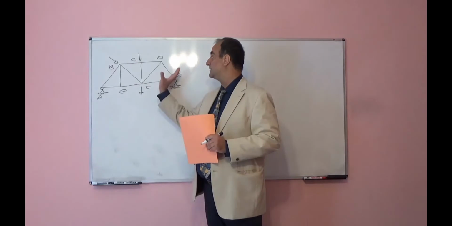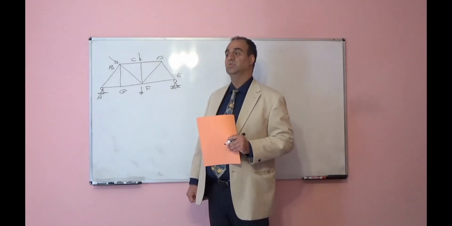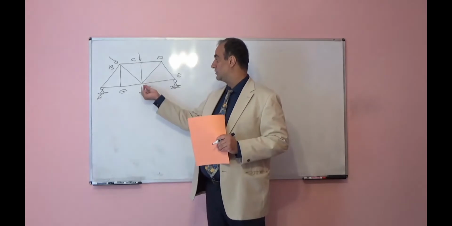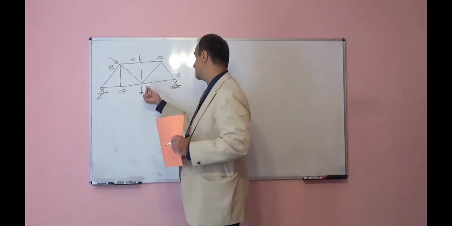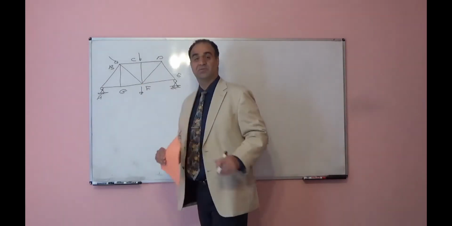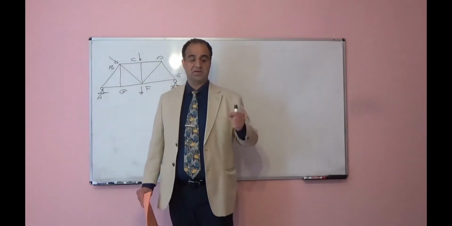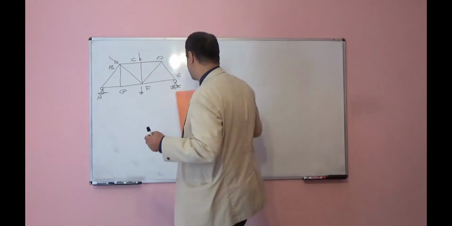Then I will remove all external loads and I will apply a unit load at the location of interest. That location is where we want to find deflection. Here, for example, in this example, point F, and because we want to find deflection at point F in the vertical direction, we apply a unit load in the vertical direction.